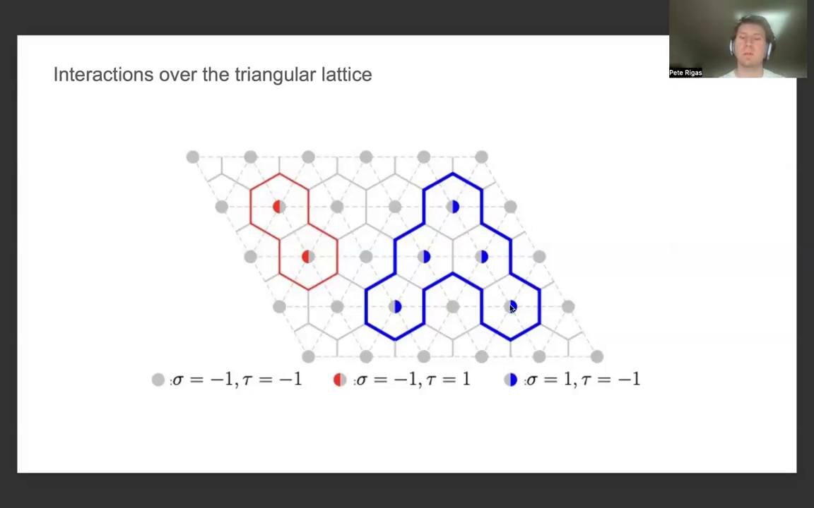And then finally, for the configurations in which we draw the innermost vertices of the triangular lattice either blue or gray, this signifies that we've just encountered a defect in the tau spin instead of in the sigma spin.